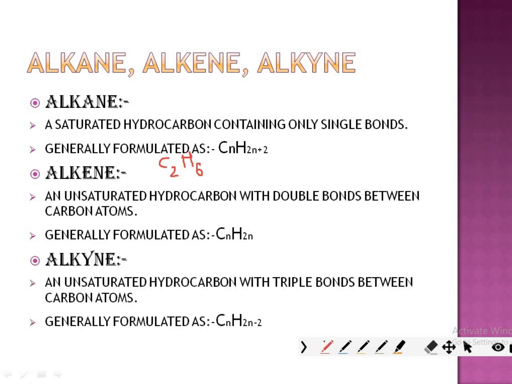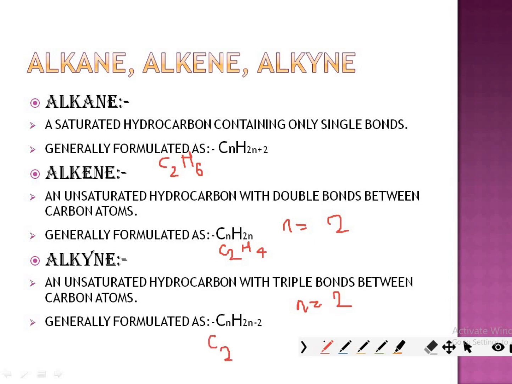Now in the case of an alkene, if we see ethene, ethene has n equal to 2 also. That's why it will be formulated as C2 and H, what? 2 into 2 is 4. So ethene is C2H4. Similarly, alkyne will have n equal to 2.